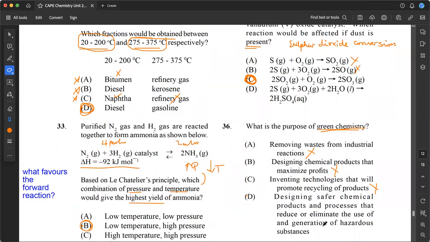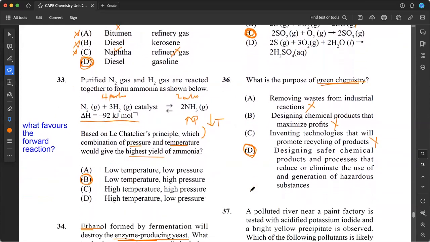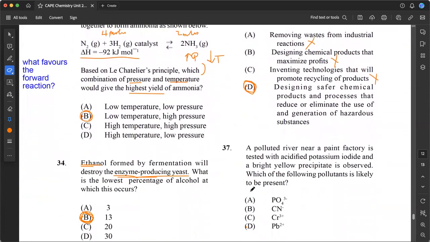of hazardous substances? Yes, this is the all-encompassing definition of what green chemistry is all about. So our answer for 36 is going to be D. Okay. All right, so 36 is D. Moving right along to 37.